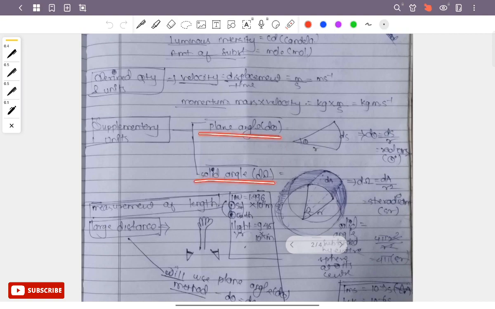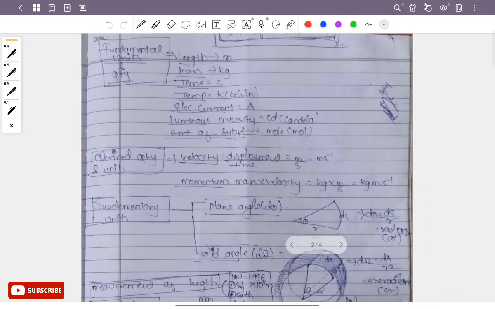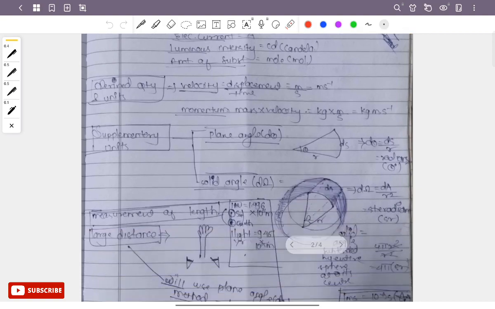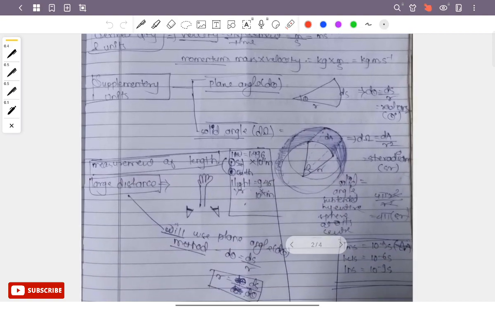So now we have covered the three topics, which is fundamental units, next one derived quantities and its units, and the supplementary units. We have covered the three topics by now. Next topic is the measurement of the length.